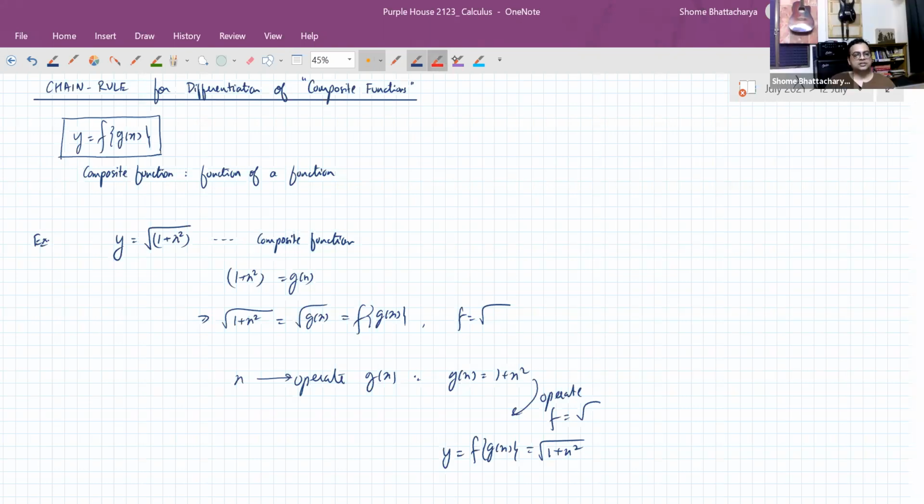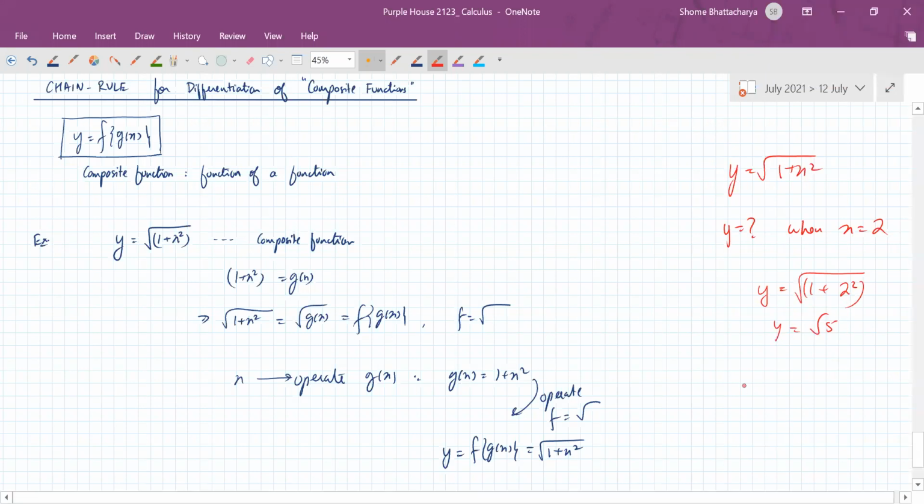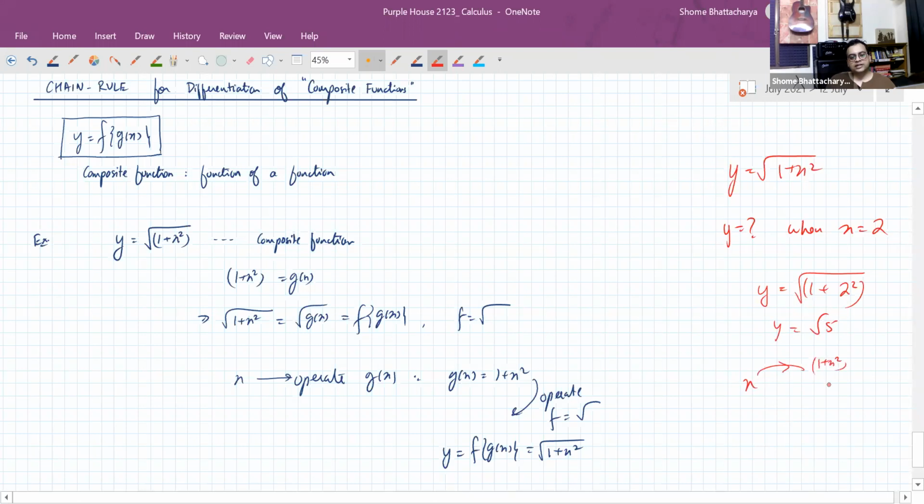Like for example, now if I just ask you that, okay, I have given you the function square root of 1 plus x square, and then I ask you what is the value of y when x is equal to, let's say, 2. So what you'll do first, you'll put 2 inside. So you'll say that y is equal to square root of 1 plus 2 square. So you calculate this quantity inside. So it's 5. So now you'll say that y is equal to root of 5. Okay, sir. So from x, we are first operating the function 1 plus x square. So that is giving us this. And then on that, we are operating square root. So that's giving us square root of 1 plus x square. So this inner one, we are calling g(x). So this whole function is becoming f of g(x).